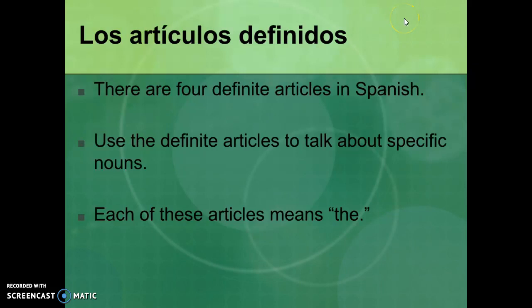There are 4 definite articles in Spanish, while in English we only have 1. We use the definite articles to talk about specific nouns. For example, the book, the clock, the calendar. Each of our definite articles in Spanish means the.